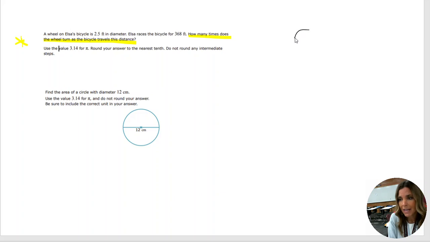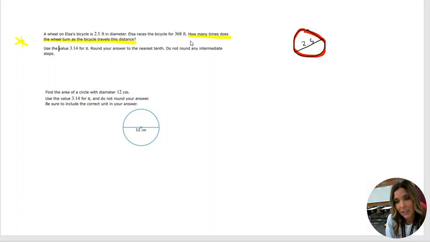So if I draw a bicycle wheel, and I know that the wheel has a diameter of 2.5 feet, it's going to look like this. And when we think about a wheel, every time a wheel rotates one time, so let's say that we start here, the wheel rotates all the way around until we get back to the spot that we started at, that is going to be the circumference. So one rotation is equal to the distance of the circumference. That's how far it will travel in one rotation.